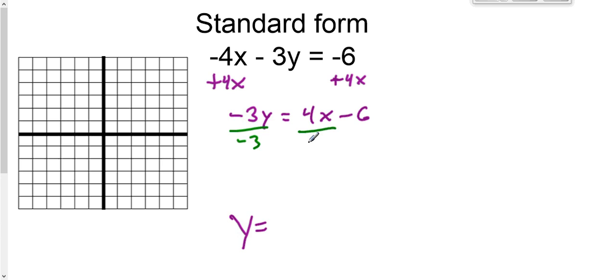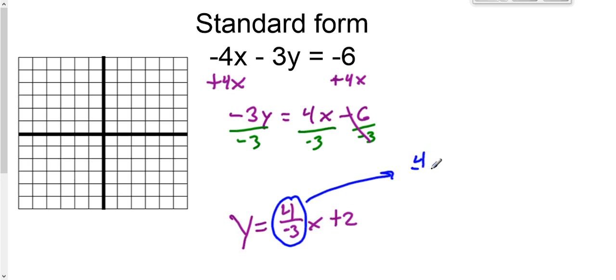We divide by a negative 3. Everybody gets divided. That leaves us with y equals 4 over negative 3x. Once again, these simplify to a positive 2. For our slope in this case, you are able to have 4 over negative 3 or negative 4 over 3. They're exactly the same.